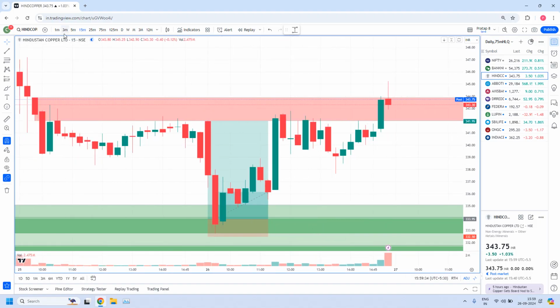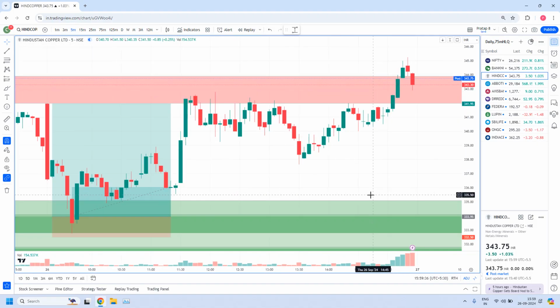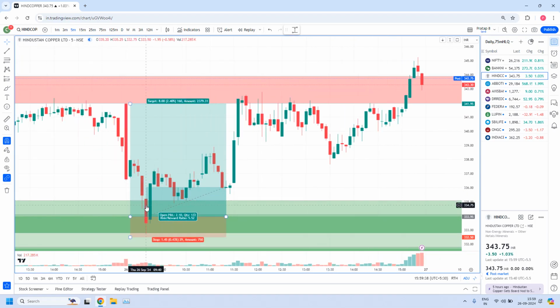And when we got the entry? At 9 o'clock 40 minutes, 5 minutes candle we got the entry, and then when it reached the target at 11 o'clock 35 minutes. So within 2 hours your trade is completed. And how much profit we got? Let me open the Excel sheet.